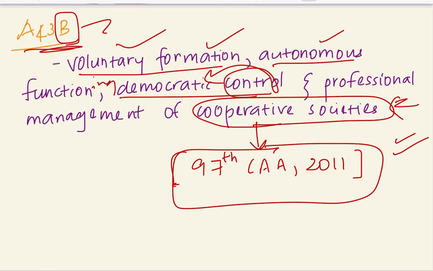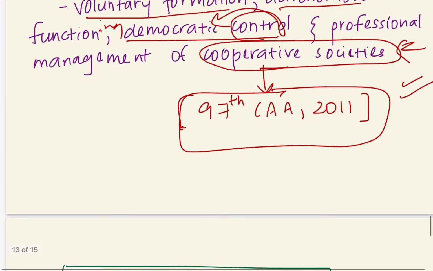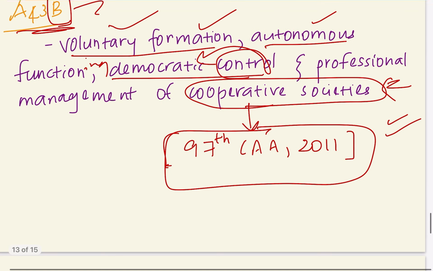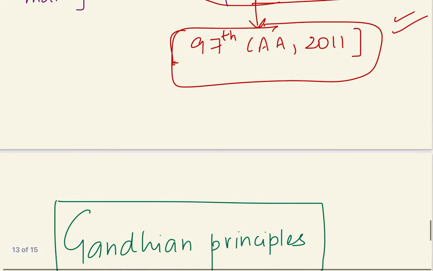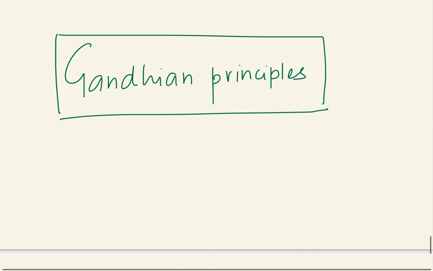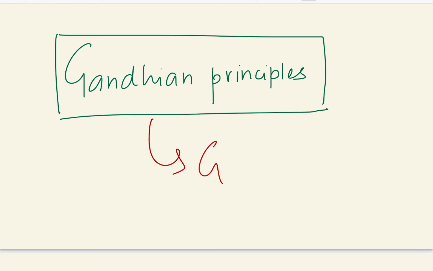So with Article 43B, we have completed the socialistic principles, that is, the principles that promote equality. All these principles we have covered under the socialistic principles. Next we have the Gandhian principles. Those principles that promote Gandhi's ideas are classified as the Gandhian principles. In the next video lectures, we shall study the Gandhian principles and the liberal principles, and we shall complete the DPSP.